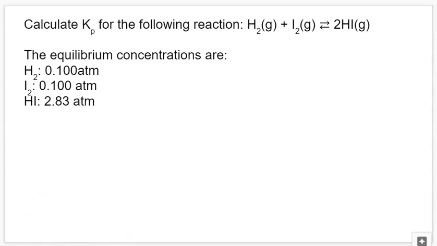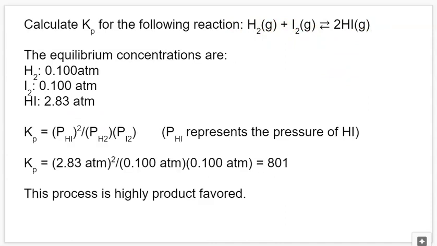All right, let's look at another one. Let's calculate Kp for the following reaction of hydrogen gas plus iodine gas in equilibrium with 2 hydrogen iodide gas. And we know that the equilibrium pressures are 0.1 atmospheres for both hydrogen and iodine, and then 2.83 atmospheres for the hydrogen iodide. So much like the expression before, the Kp, our pressure equilibrium constant, is going to be equal to the amounts of products over reactants, everything raised to its molar coefficient. But this time, we're going to be plugging in pressure units instead of concentrations.